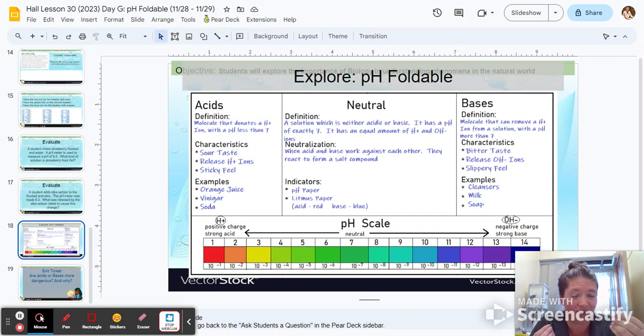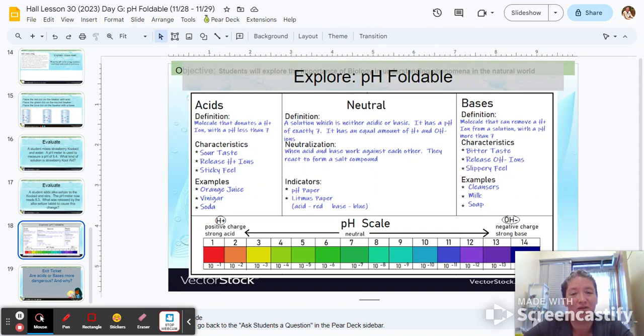If you had some in your hand and you kind of rubbed it between your fingers, it would have a sticky feel. Many of you have experienced this with the citric acid granules that are on like the Sour Patch Kids or the Sour Straws. That is actually not sugar. That is citric acid, and it still has that kind of sticky feel. Some examples here are orange juice, vinegar, all of your sodas. These are all acids.